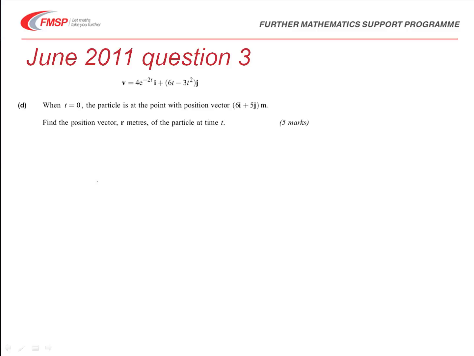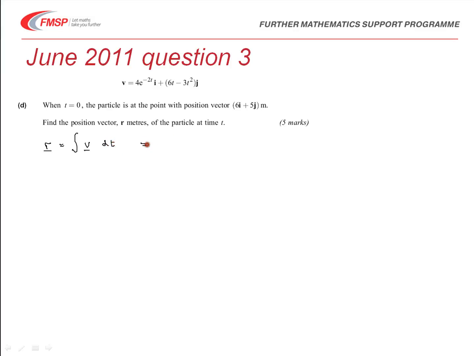Finally, on to part d of the question. We're told that when t is 0, the position of the particle is 6i plus 5j. We have to find the general position vector r at time t. So this time we're trying to find the displacement vector r, so we need to realise that to get back to the displacement, we have to integrate the velocity vector.